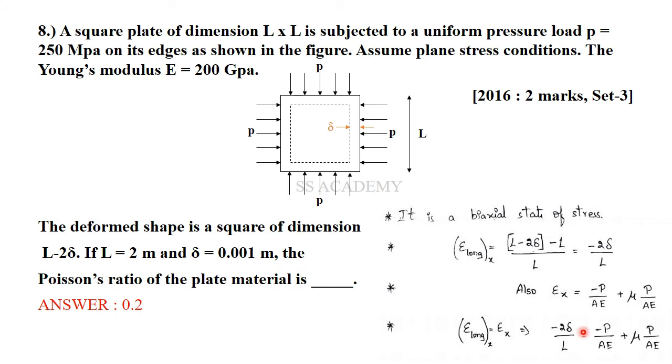So by relating these two, minus 2 del by L is equal to minus P by AE plus mu into P by AE. Just substituting these values, you will get the Poisson's ratio. But here they haven't given the area on which this load is acting, so we can consider the area to be 1 square meter. By neglecting A, we have minus P by E plus mu into P by E is equal to minus 2 del by L. Del is given, L is given, P is given, and E is given. By just substituting the values, we get this value as 0.2. If they have given the area, you include the area and calculate.